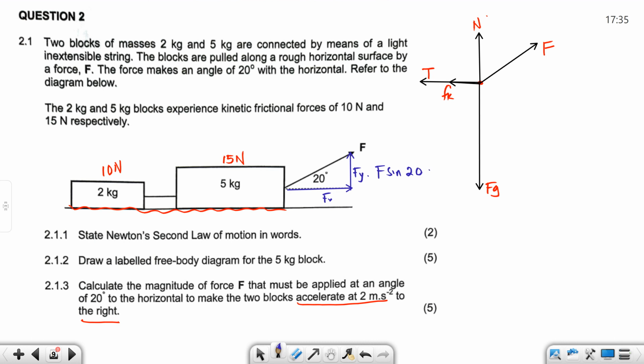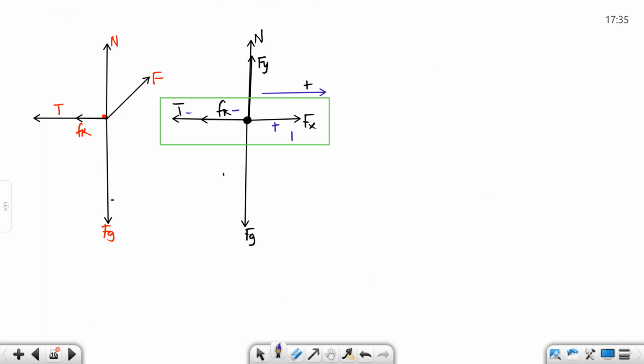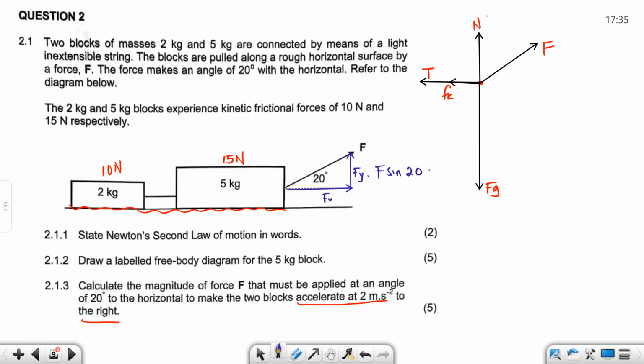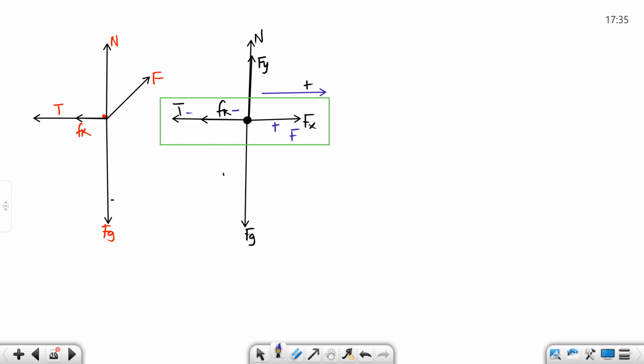Okay, guys, you are going to finish the calculation. So I know this is F. Which one is Fy? F sine 20. It means this will be F cos 20. Okay, so if we say F net equals to ma, what are the forces? Fx is positive. The other two horizontal forces are negative. Minus tension, minus friction equals ma. What is this? F cos 20.